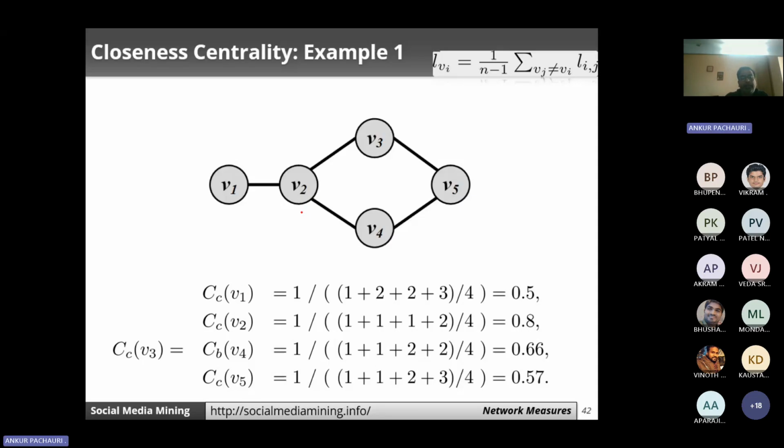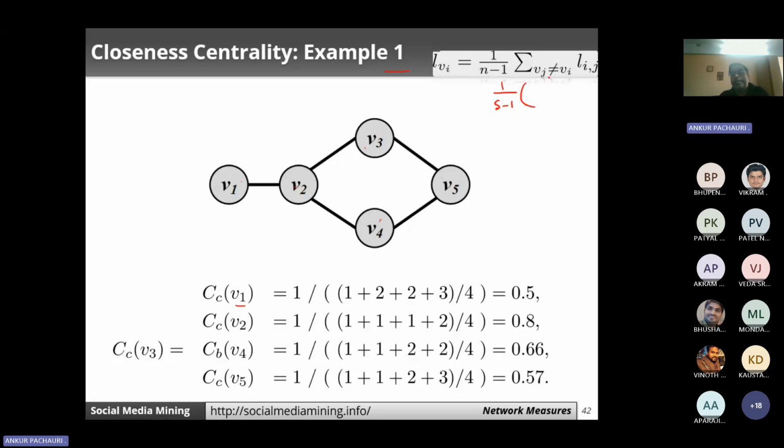Suppose I have to find this again with respect to each node. So closeness centrality for node v1. How many nodes are there? 1, 2, 3, 4, 5. So 1 by 5 minus 1, which is 4. So that's why it is 1 by 4.